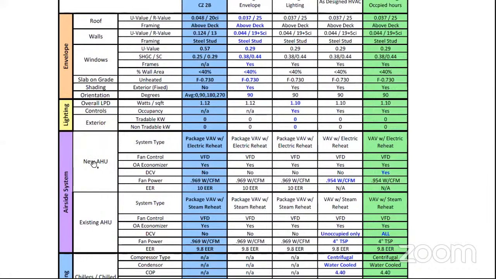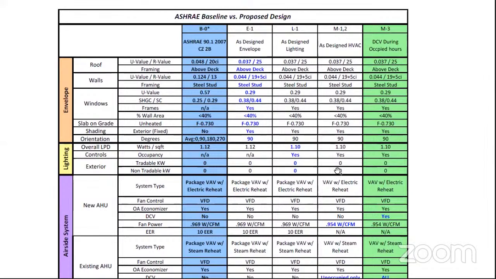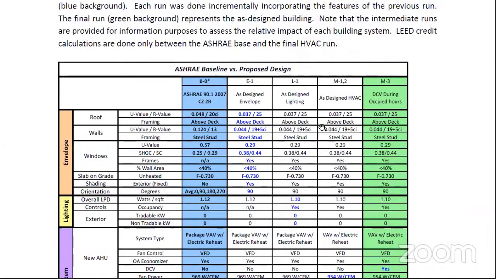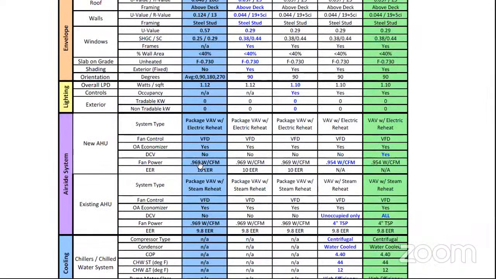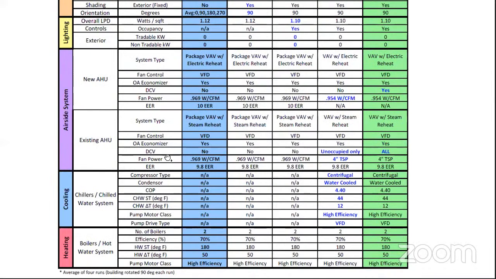Similarly, for the air handling unit, in the base case, this is the power consumption, watt per CFM. As ECM3, you can see changes are done. Instead of 0.969 watt per CFM, you can have 0.954 watt per CFM. For the AHU, there was no demand control ventilation. What is demand control ventilation?